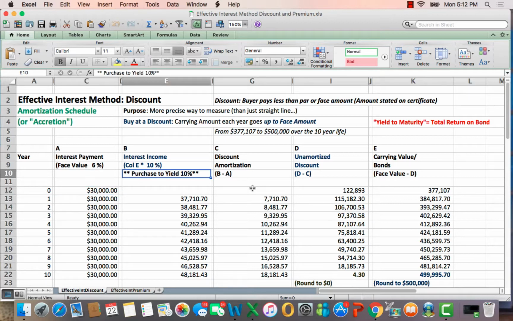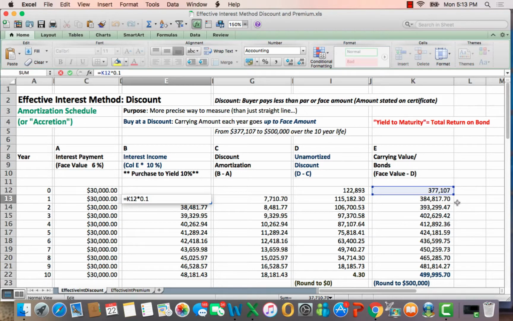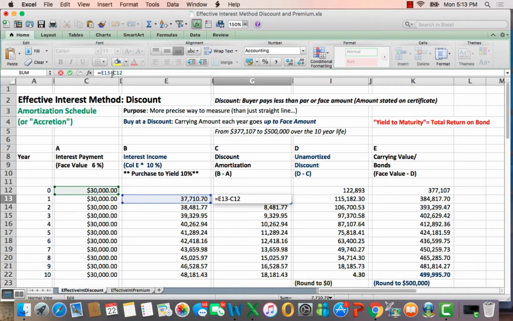Many test questions will say the bond is, quote, purchased to yield a certain percent. In this case, I made it 10%, which means that we're going to take the carrying amount of the bond and multiply it by 10% to figure out what the interest income is using the effective interest rate method. So if I click on this cell, you'll see that in blue it's $377,107 multiplied by 10%. Our interest income is $37,710, which means that we have a difference between interest earned in green and interest income in blue, and we call that the discount amortization.